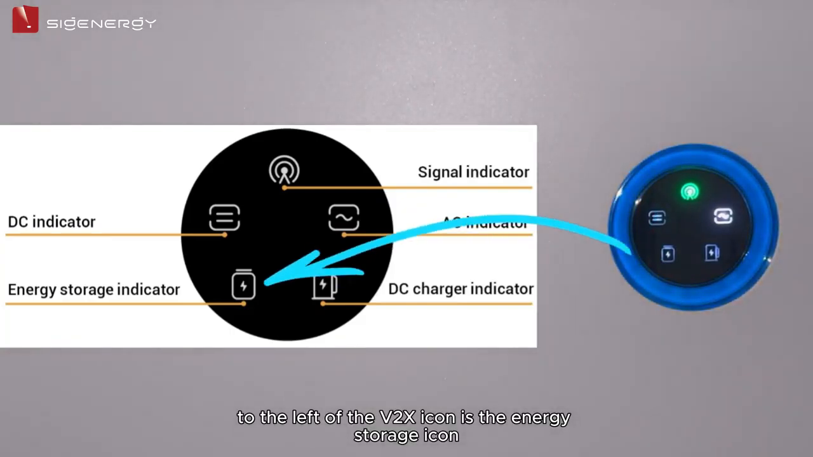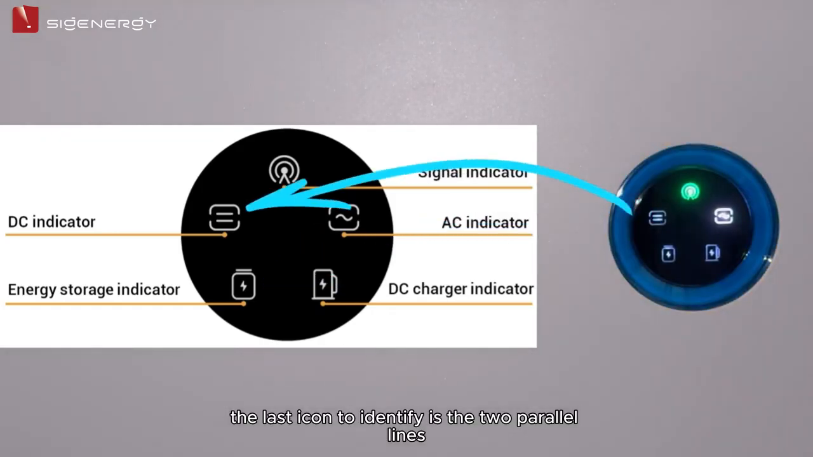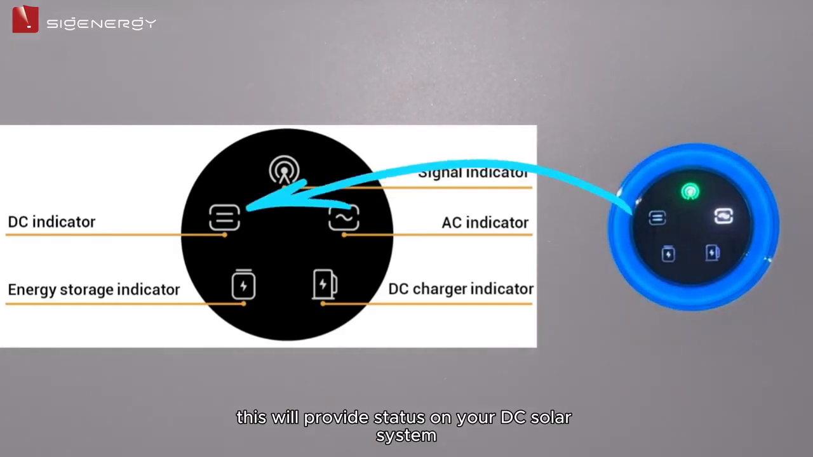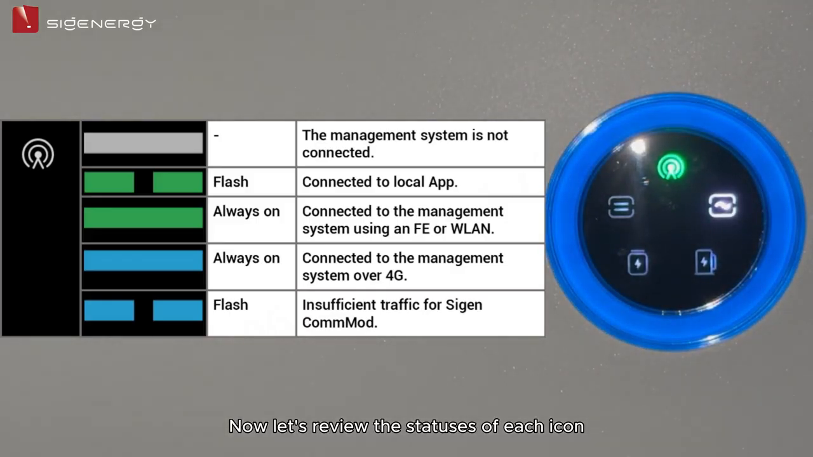To the left of the V2X icon is the energy storage icon. This provides status on your batteries. The last icon to identify is the two parallel lines which represent the solar panels. This will provide status on your DC solar system connected to the Sigen controller. Now, let's review the statuses of each icon.